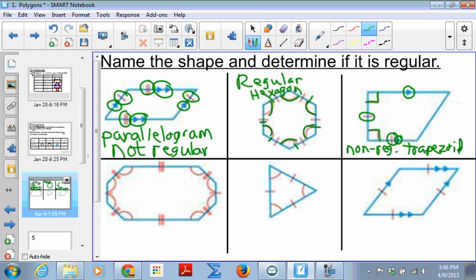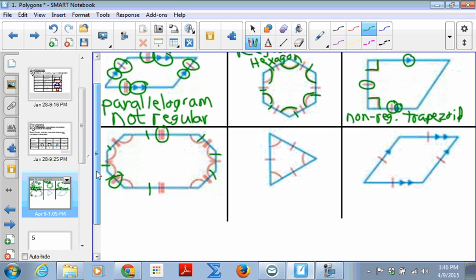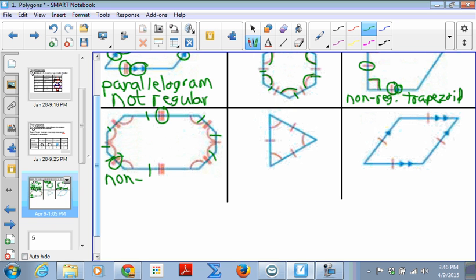Moving on. We have 2, 3, 4, 5, 6, 7. I skipped a side somewhere. 8. That's an octagon. Look at our differing tick marks, okay? Kind of blurry, but that's 2 marks there. That's 3 marks there. So that is a non-regular octagon.